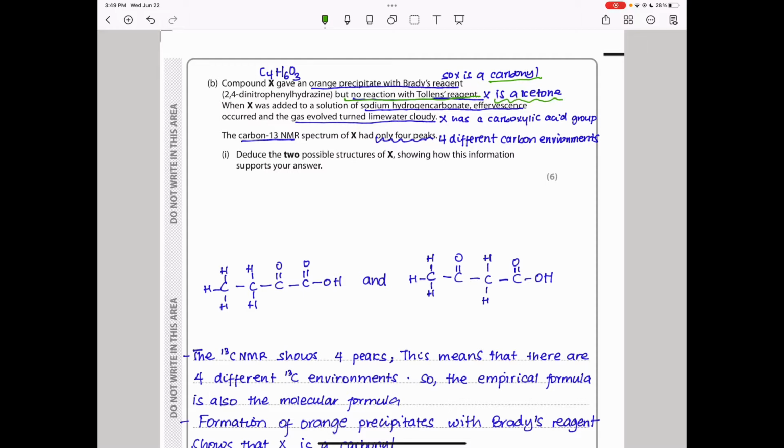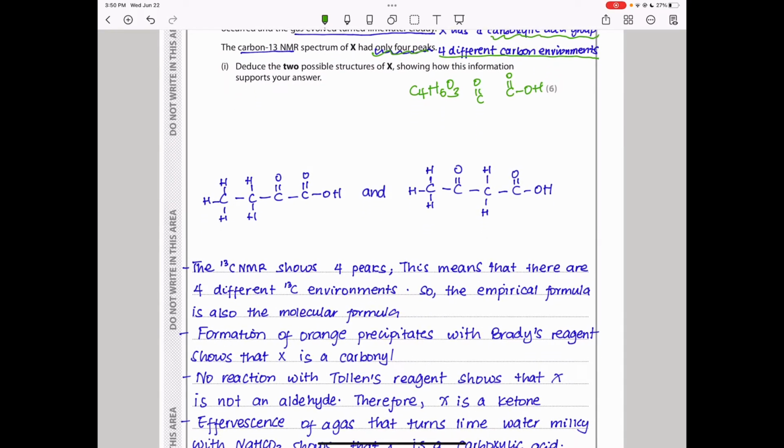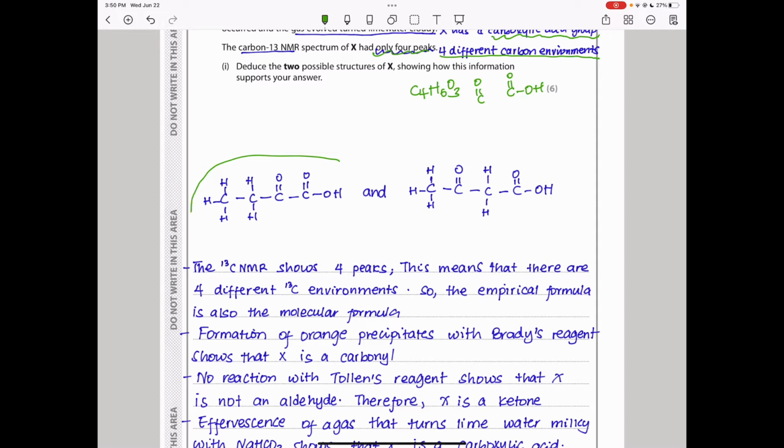And then they say when X is added to a solution of sodium hydrogen carbonate, effervescence occurred and the gas evolved turned lime water cloudy. This gas should be carbon dioxide, and carbon dioxide must be coming from an organic acid, which is a carboxylic acid. The next part says the carbon-13 NMR spectrum of X had only 4 peaks. If there are only 4 peaks, it means there are 4 different carbon-13 environments. Since the empirical formula is that, yet we have only 4 different carbon-13 environments, and we have already established that one of the carbons is in a carboxylic group and one of the other carbons is in a ketone group, there is no other way. The empirical formula is also the molecular formula, so we can confirm from that. When we look at the structure, from the molecular formula, we can produce only 2 structures.